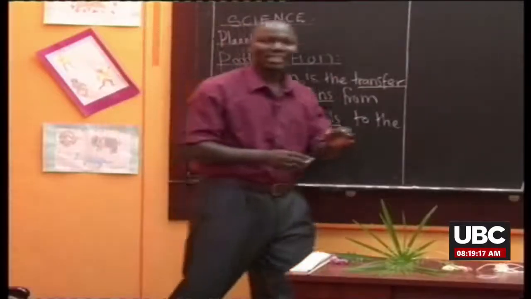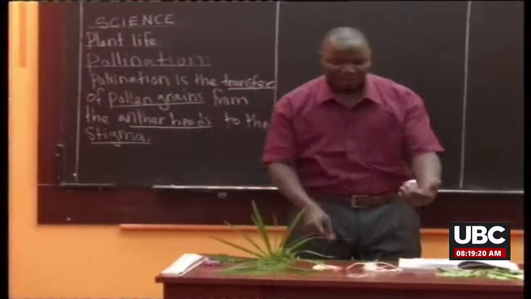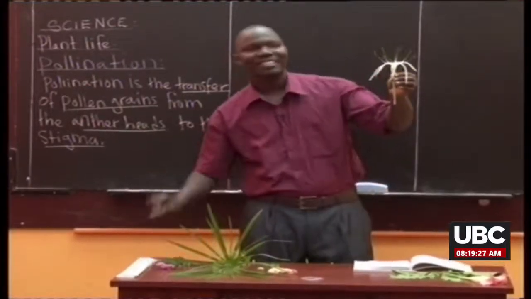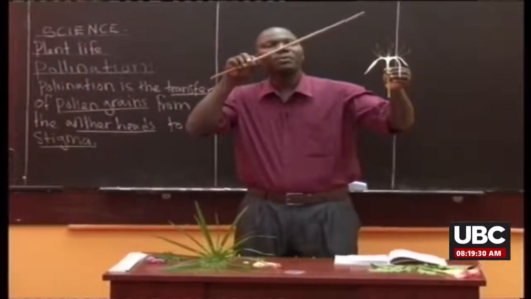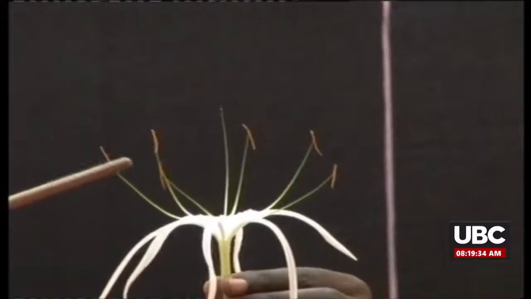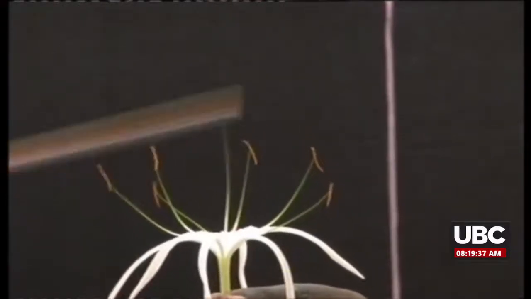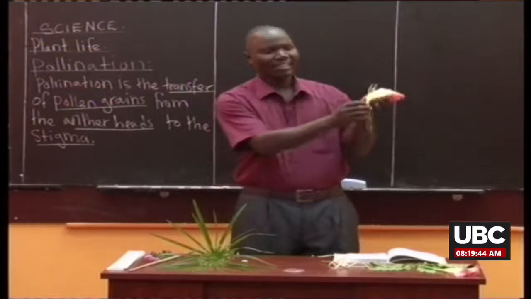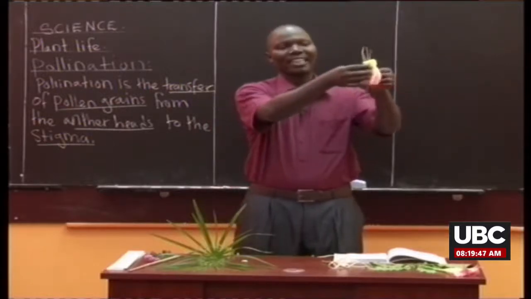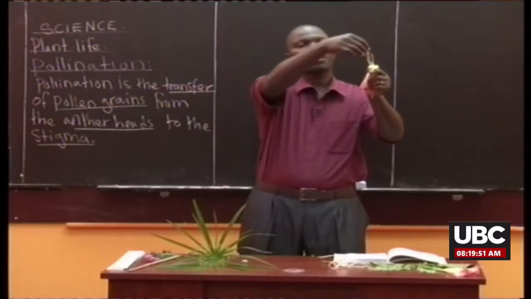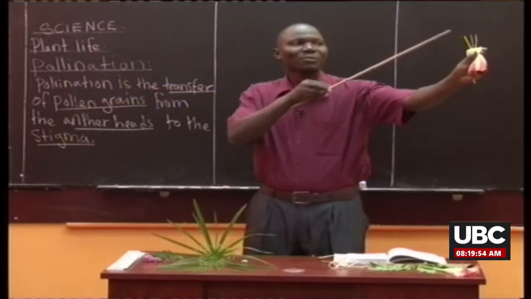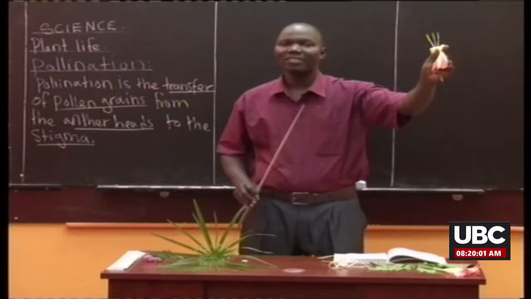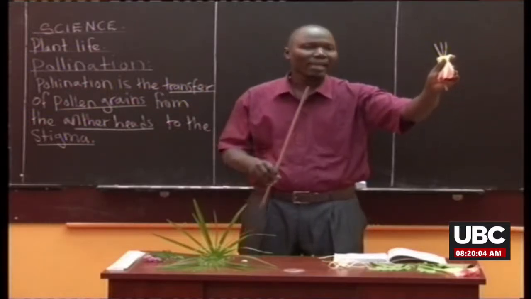Once that happens, we can say pollination has taken place. The pollen has moved from the anther heads to the stigma. It can be that flower, or in the case of this flower, in case it has opened up, the pollen has to move from the anther heads to the stigma. Once that happens, we say pollination has taken place.